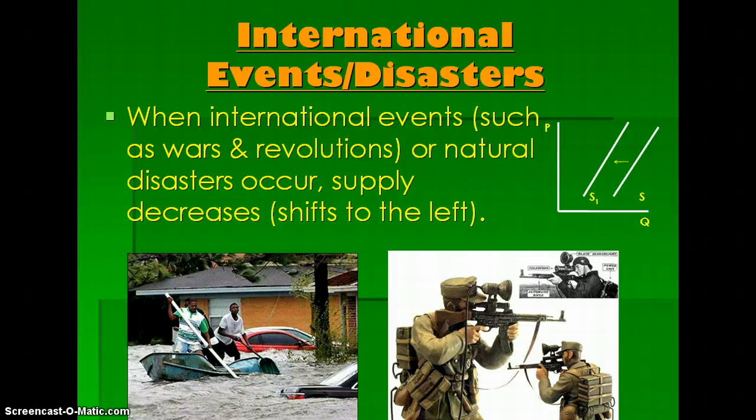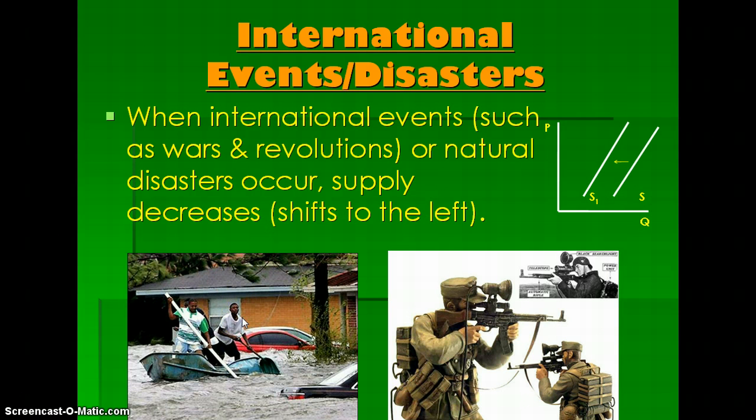The I stands for international events and disasters. When international events like a war, a revolution, or a natural disaster occur, like a flood, a hurricane, or tornadoes, things like that, this can cause the supply curve to shift to the left, or show a decrease in supply. Okay? I'm sorry, I said demand curve. I should have said supply curve. So this can cause a decrease in supply. And our graph over here shows that.